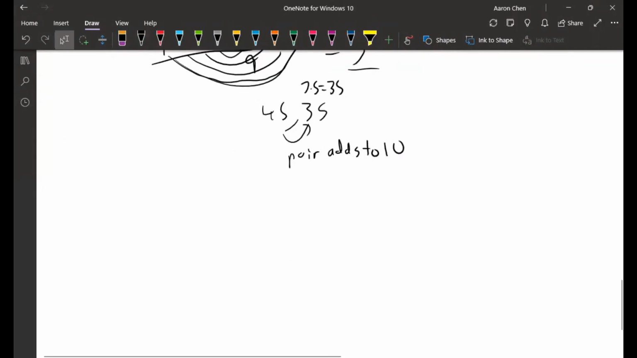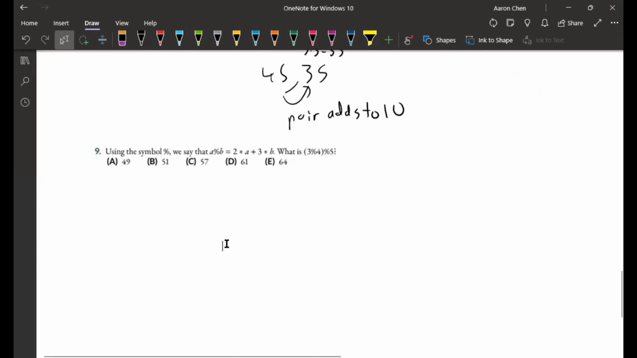And so next, on to question number 9. Sorry that it's a bit cut off, but you should be able to tell that that's a question mark.